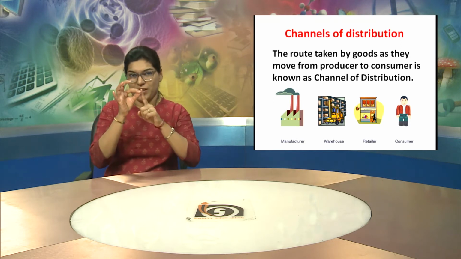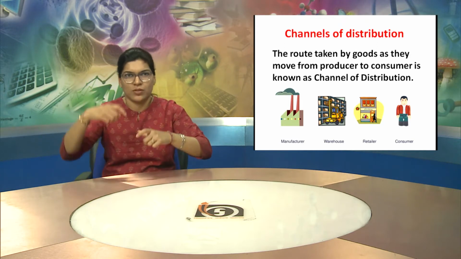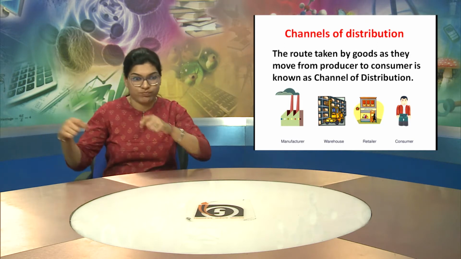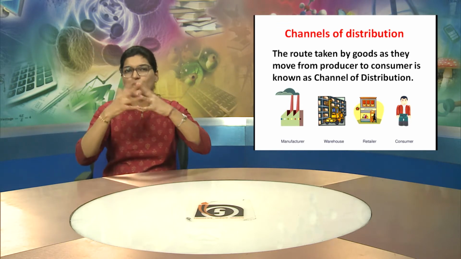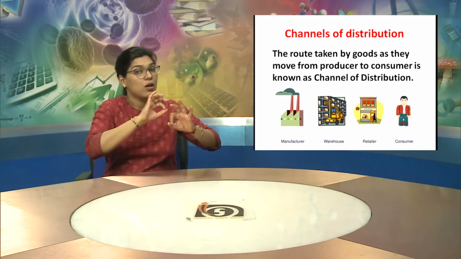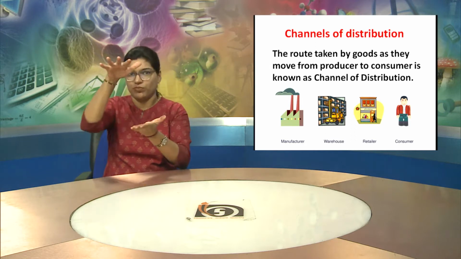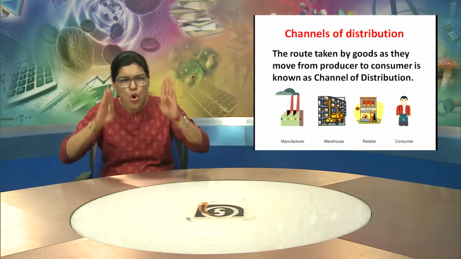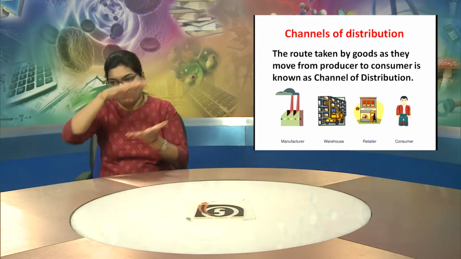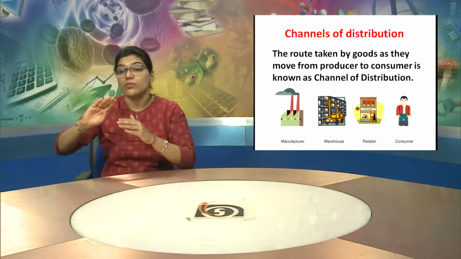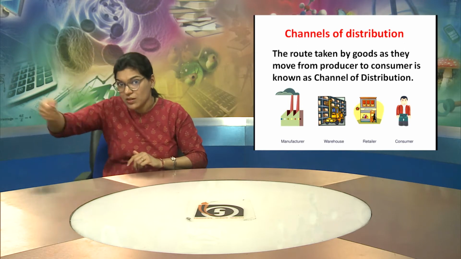As you can see here in a picture, the route taken by goods as they move from producer to consumer is known as channel of distribution. The first picture is of manufacturer or producer.